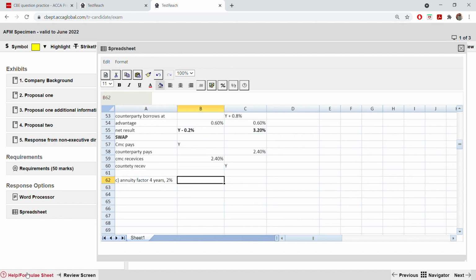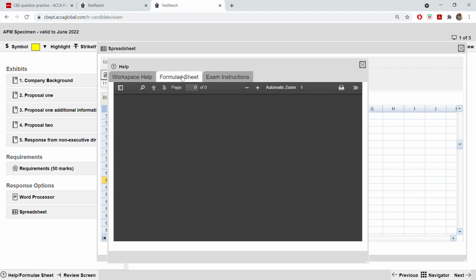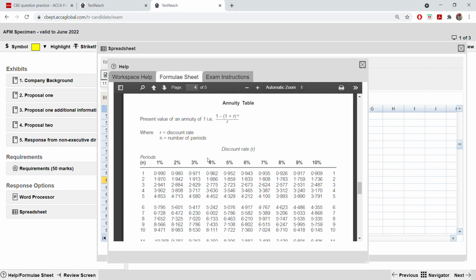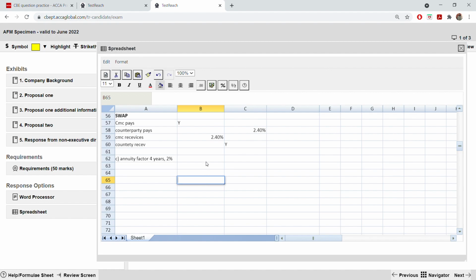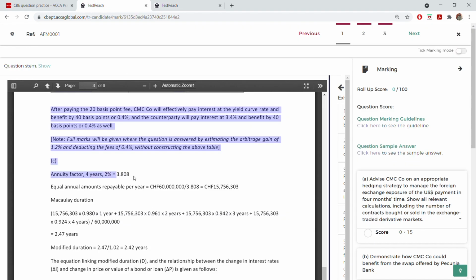How are you going to get the annuity factor? Go to the formula sheet. Go to the annuity factor. What is the rate? 2%. And the 4th year. So it is 3.808. You need to double click the cell, otherwise if you are typing it will not come. You see, this is how you get this figure 3.808.